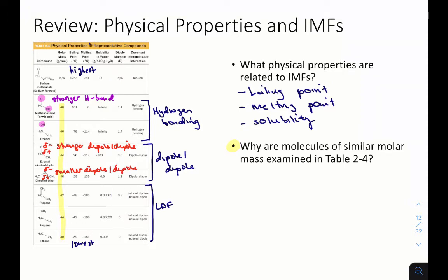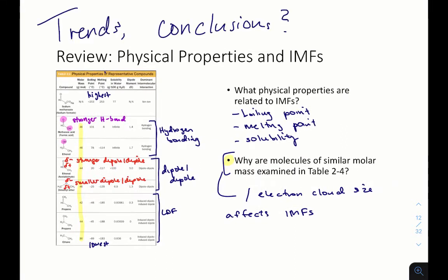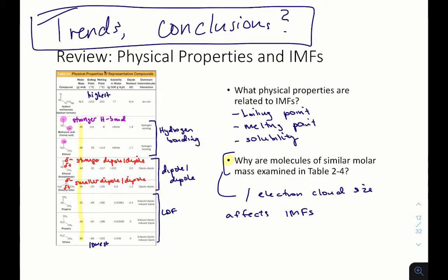And finally, why are molecules of similar molar mass examined in this table? Well, molar mass or electron cloud size will certainly affect the magnitude of these intermolecular forces of attraction. This table does a really nice job of allowing us to see how the different types of intermolecular forces affect the magnitudes of these physical properties that we've discussed. Can we make any conclusions? Write them down if you see any trends or can make any conclusions. We're going to come right back to this, and it's good for you to know what you were thinking at this point.